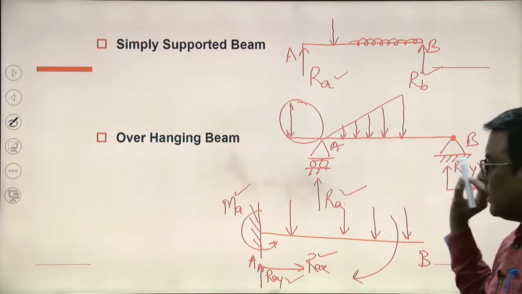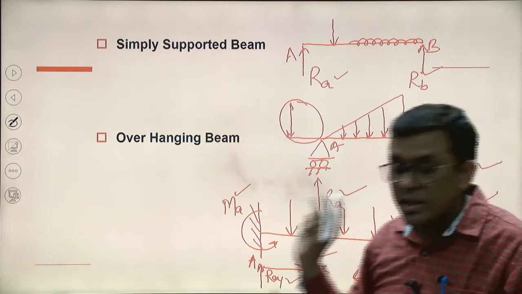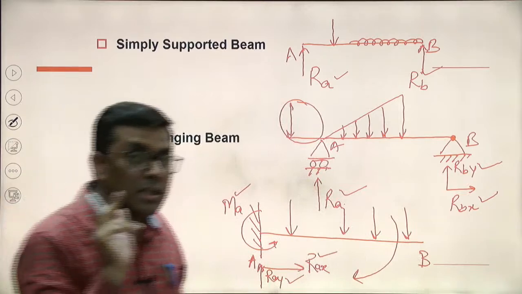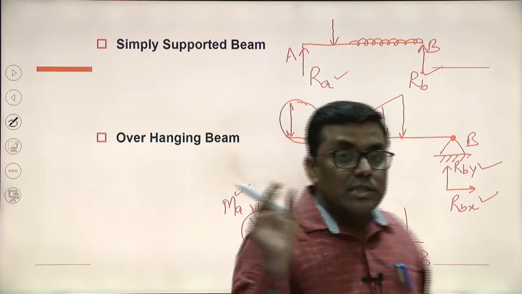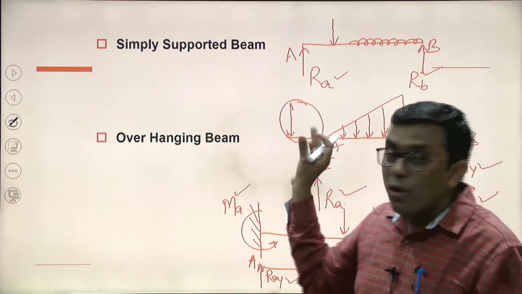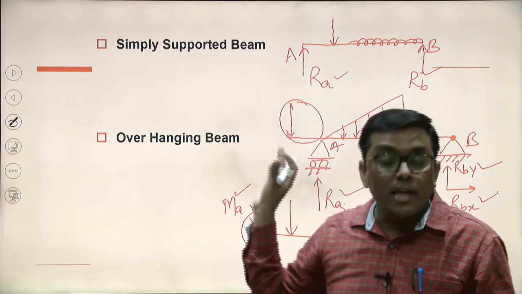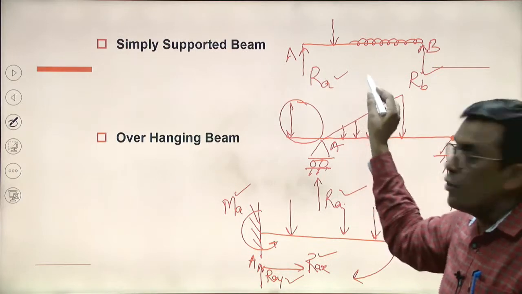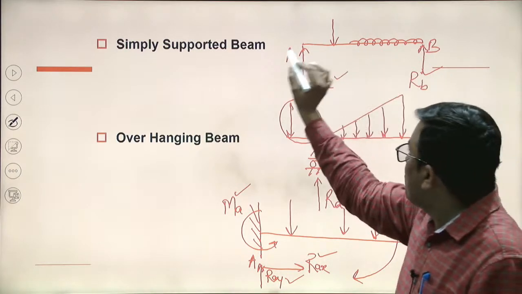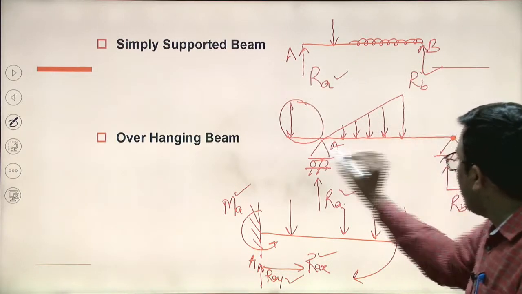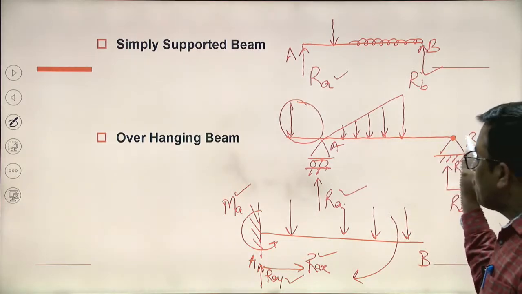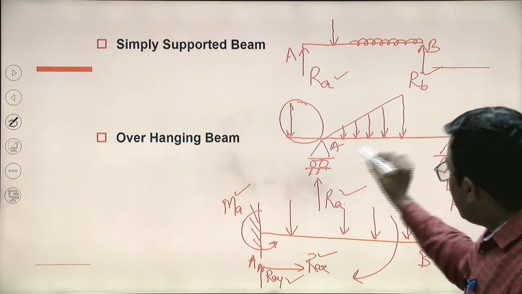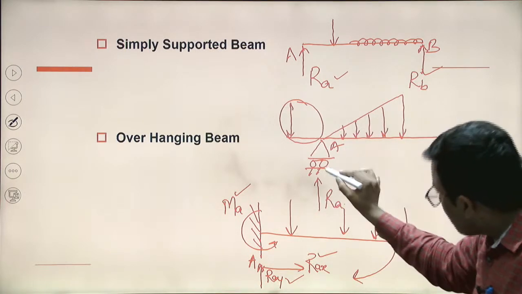How many unknown reactions are there? The second question that can be asked along with statically determinate and indeterminate beams is: draw the free body diagrams for statically determinate and statically indeterminate beams. So in that way we can draw the free body diagram. Simply supported, supported at ends. Overhanging: show two supports, let some part hang in the air, then show the support reactions on the free body diagram.